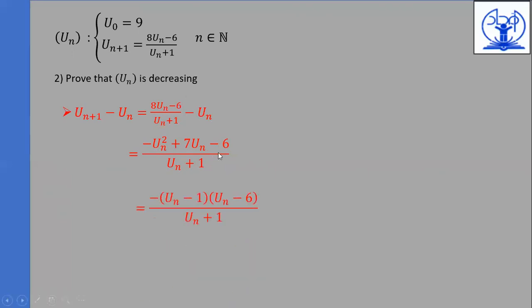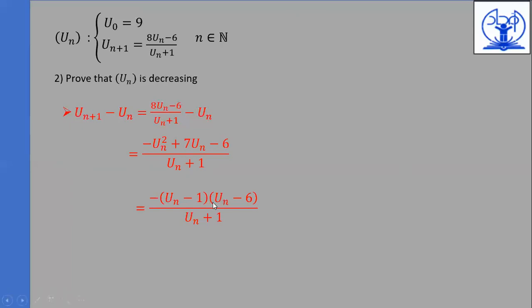Factoring the numerator, you will get minus (u_n - 6)(u_n - 1) over u_n + 1. What about the sign of each of these factors? u_n + 1 is positive because u_n is larger than 6. u_n minus 6 is also positive. And u_n minus 1 is also positive because u_n, do not forget, is proven larger than 6.